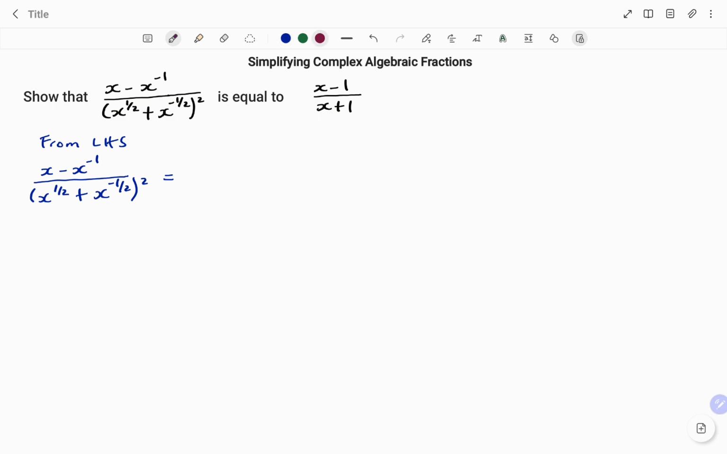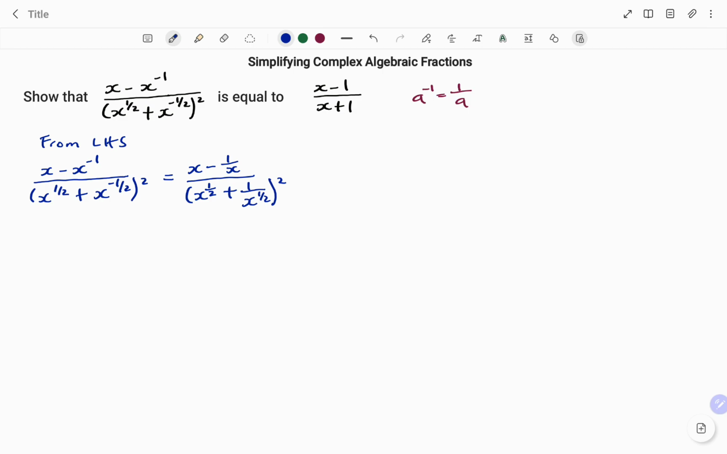Note that if I have a minus 1 exponent, changing it to a positive exponent, by the laws of exponent it will be 1 over a. So that will give me x minus 1 over x, divided by, and I'm going to do the same for the denominator. I have x to the half plus, putting that to the bottom, 1 over x to the half, all to the power of 2. I'm going to simplify the numerator and the denominator separately.